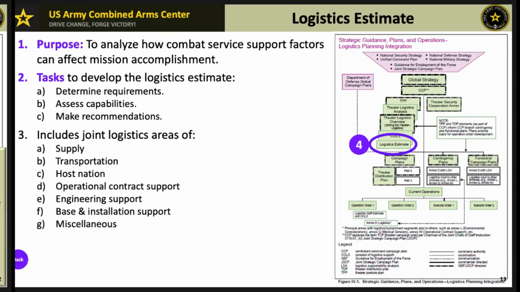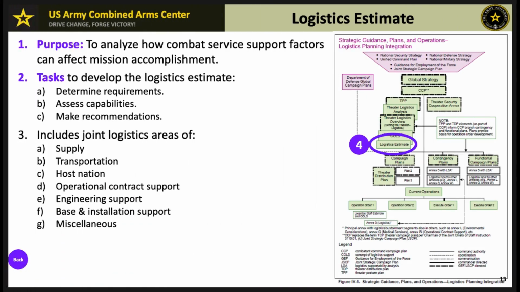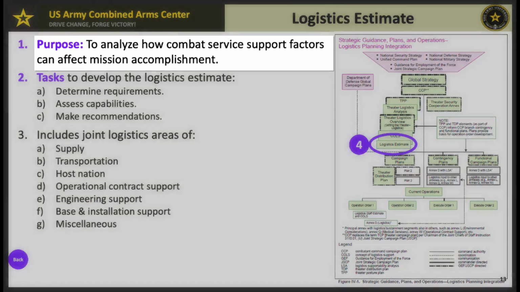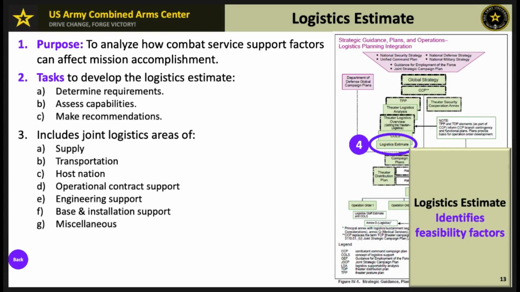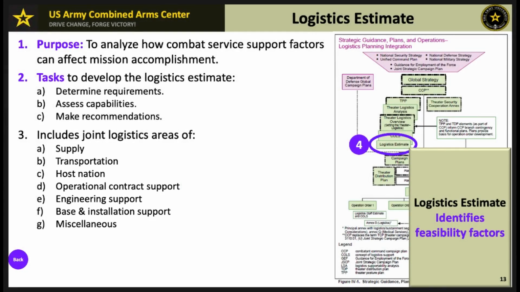The logistics estimate is a critical tool in determining how combat service support factors impact mission accomplishment. It assesses feasibility by identifying requirements, evaluating capabilities, and making recommendations. The logistics estimate includes key logistics areas such as supply, transportation, host nation support, operational contract support, and base installation support. By analyzing these areas, logistics planners can synchronize capabilities to sustain combat power.